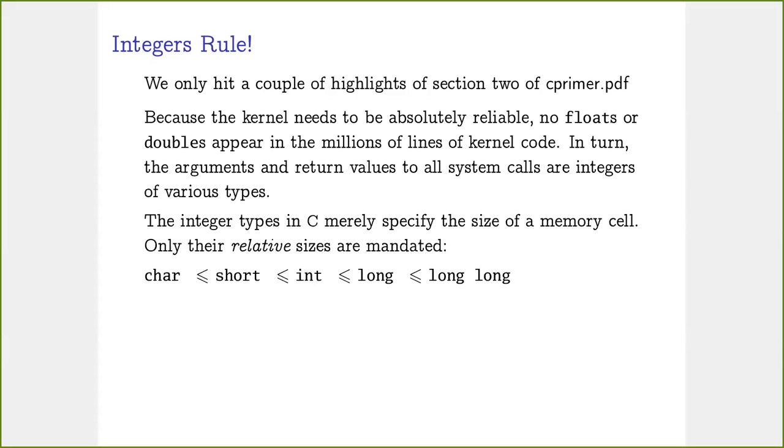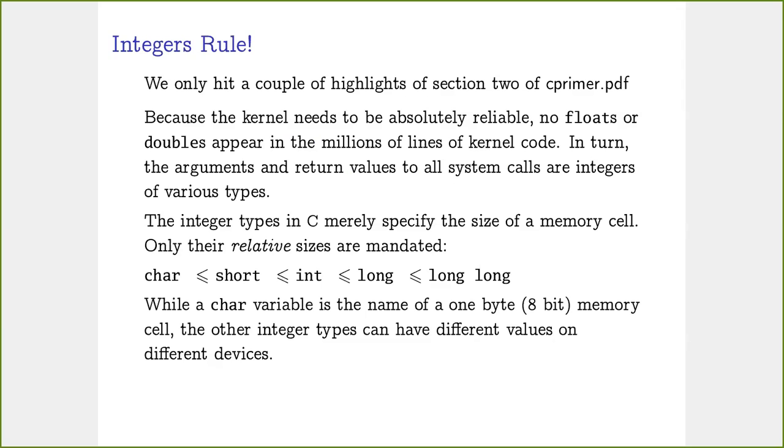The integer types in C merely specify the size of a memory cell. Only their relative sizes are mandated. A char is 1 byte. A short is 2 bytes. An int is going to be 4 bytes, and a long 8 bytes. On unusual machines, these sizes may differ. While a char variable is the name of 1 byte, the other integer types can have different sizes on different devices. You can also put the word unsigned in front of these types to indicate that they should be interpreted as positive numbers rather than positive and negative numbers.